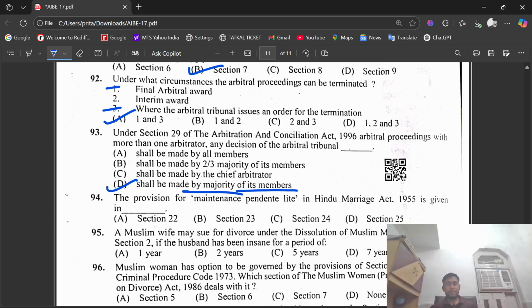Question number 94. The provision for maintenance pendente lite in the Hindu Marriage Act 1955 is given in section 24. Option C. Question number 95. A Muslim wife may sue for divorce under the Dissolution of Muslim Marriages Act 1939, section 2, if the husband has been insane for a period of 2 years. The right option is option B, that is 2 years.